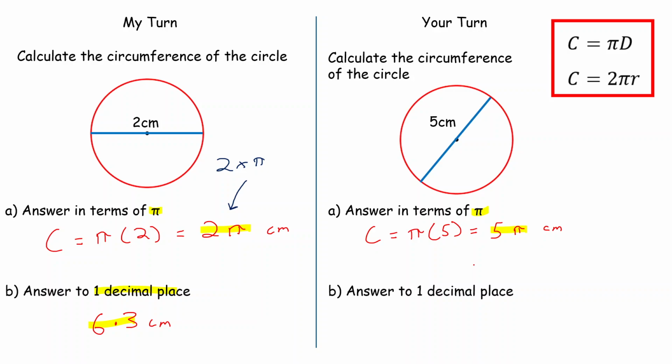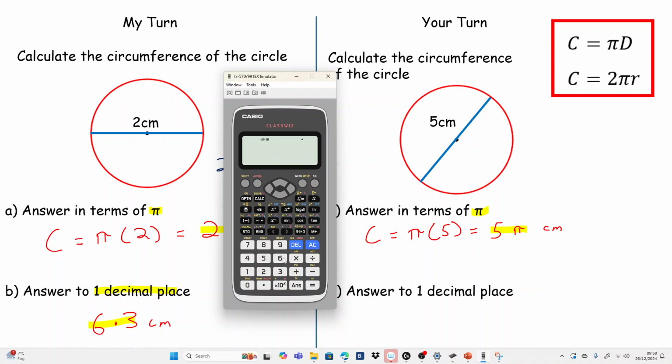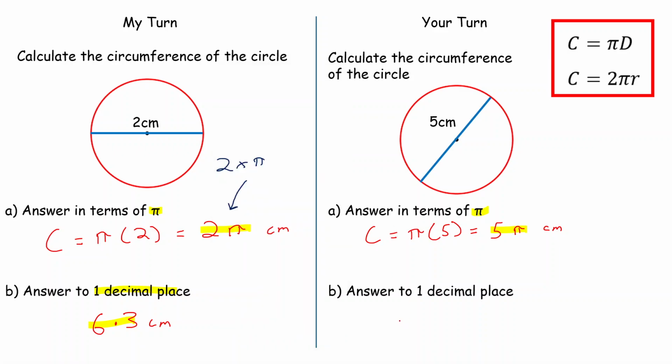Now part B, give your answer to 1 decimal place. It's just a case of getting out your calculator, which I've got up here, and we type in 5, then shift, then pi down here, equals, put it into a decimal, and to 1 dp it's going to be 15.7. So we can say 15.7 centimeters, and that is simply going to be your answer. And there we go.